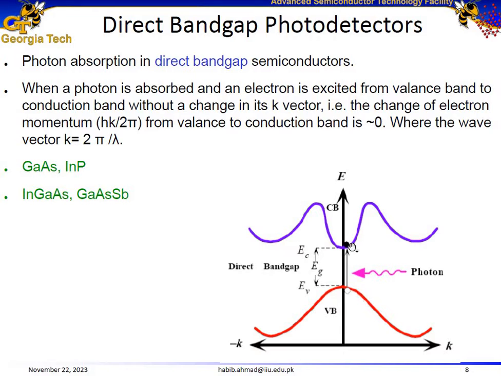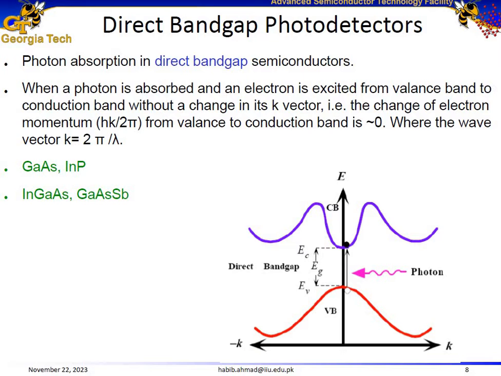And since this transition occurs along the E direction, it just requires conservation of energy. It doesn't require conservation of momentum, because the transition does not occur along the K direction. It does not occur along the momentum direction. So predominantly, most of the energy of the incoming photon is utilized in the generation of the electron hole pairs.